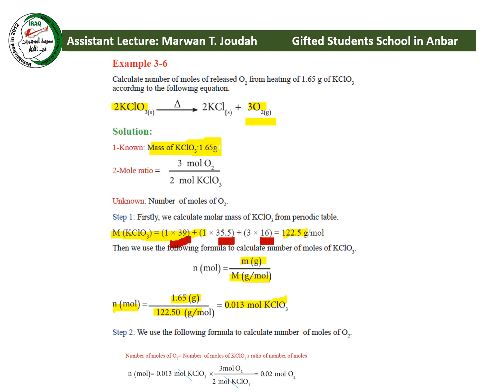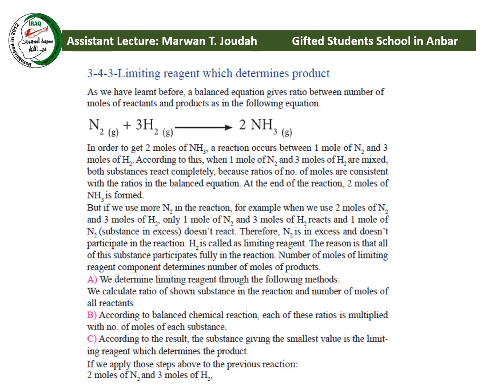So the number of moles for the oxygen equals the number of moles of KClO3 times 3 moles, from the equation, over 2 moles of KClO3, also from the equation right here. And we get 0.02 moles of O2. This is the number of moles of oxygen. This is all about the number of moles and how to calculate it.